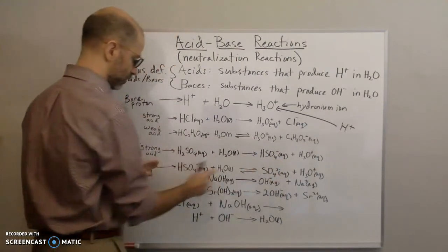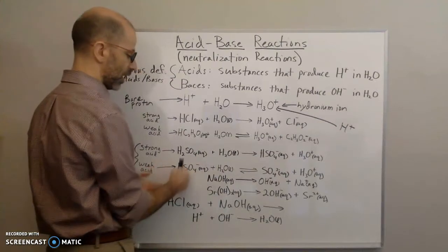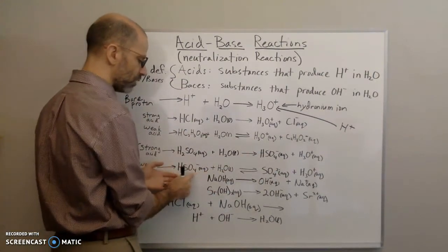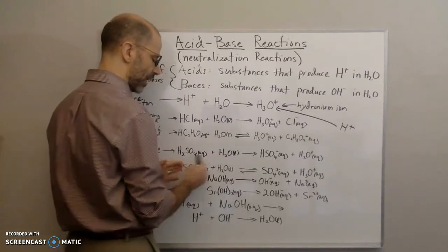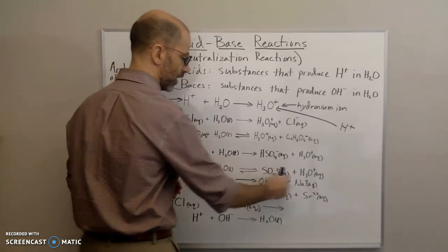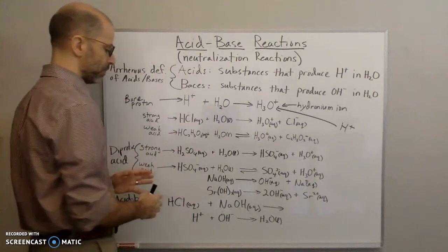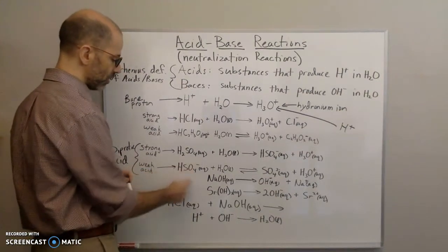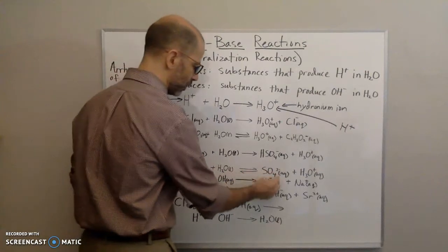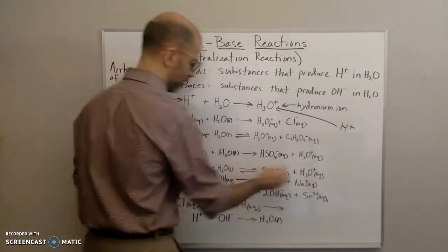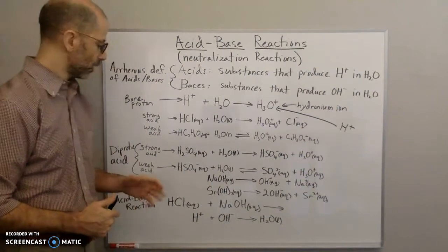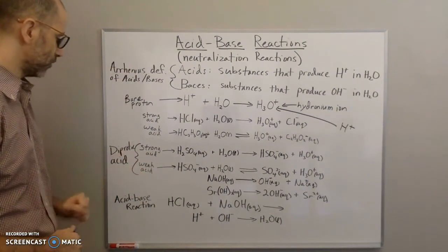But then this, if you could bring it down here, can further react. So then some of this is going to dissociate or ionize. Some of this is going to ionize into the sulfate ion and your hydronium ion. So you're going to have mostly this in solution, along with a little bit of this and a little bit of this. And of course you have water in there as well. Okay, so that's your polyprotic acids.